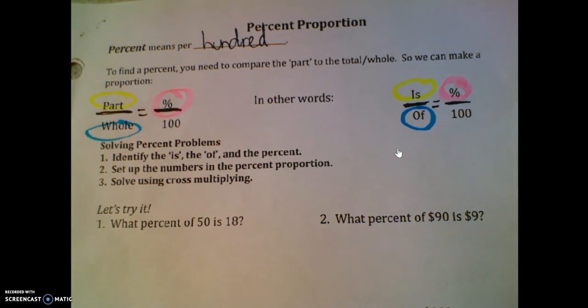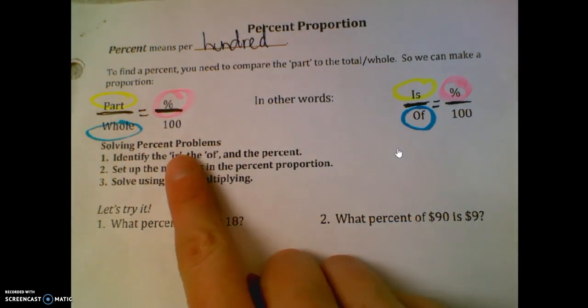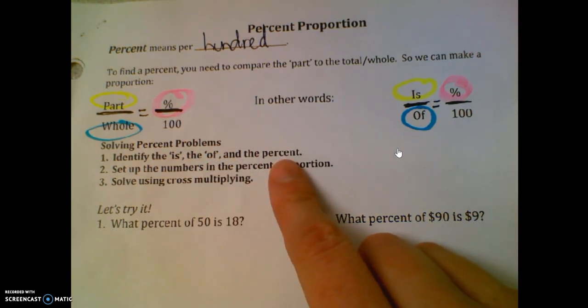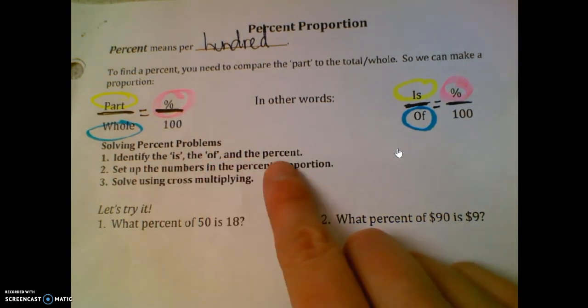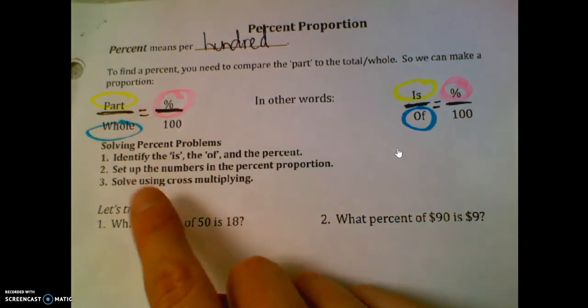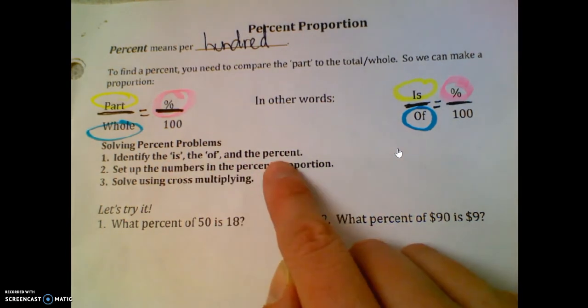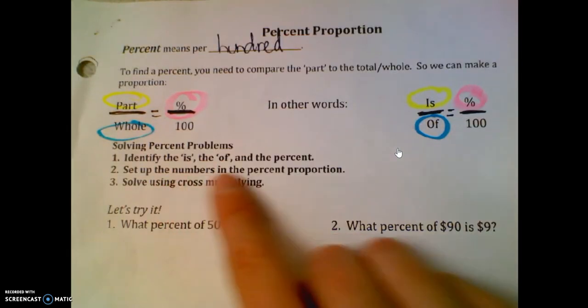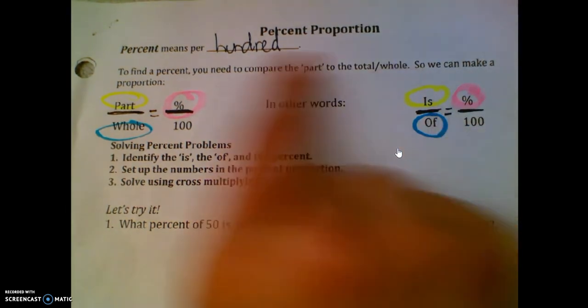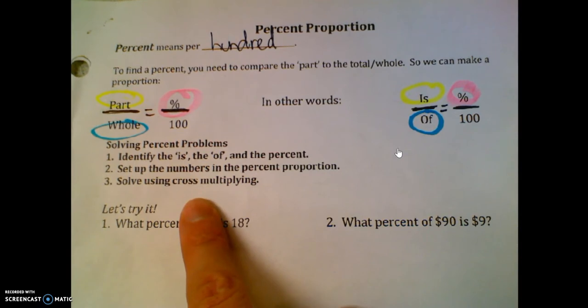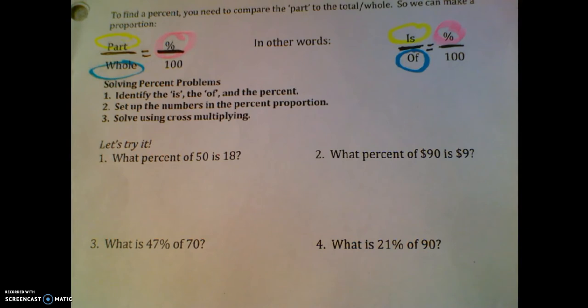In order to solve a percent problem, your very first step is going to be identifying the is and the of and the percent. So in other words, the part and the whole and the percent. Because we're using the percent proportion, one of these is going to be our mystery number, our variable. The next thing you're going to do is set up the numbers using this percent proportion or this percent proportion, because as I just explained, they're the same. And then you're going to solve using cross multiplying. You're going to solve your proportion. So let's go ahead and try two of the problems, and then I'll let you do the rest on your own.